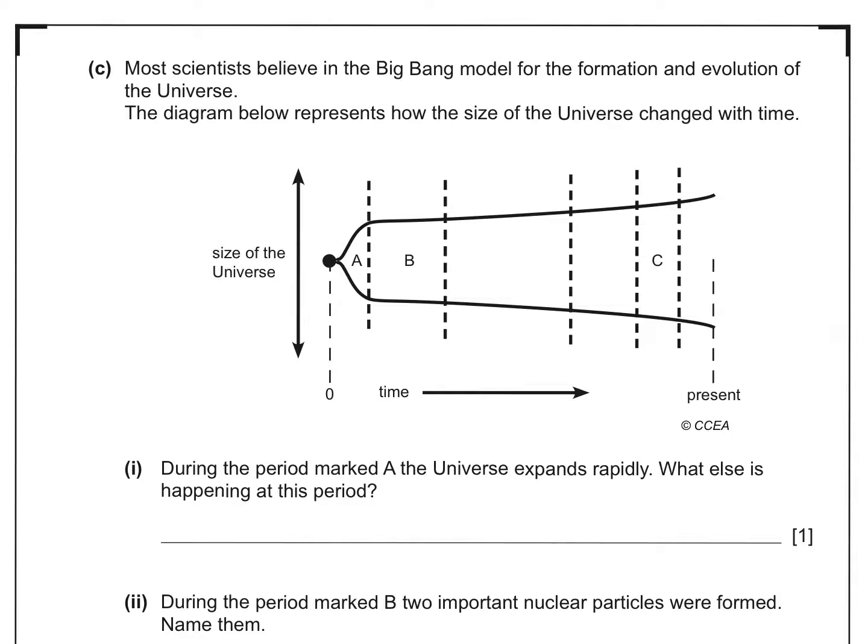Most scientists believe in the Big Bang model for the formation and evolution of the universe. The diagram below represents how the size of the universe changed with time. So during the period marked A, the universe expands rapidly. What else is happening at this period? So if you think about an explosion, it starts off very close in and very hot, but quickly the gas spreads out from that point and expands and cools dramatically as it does that. So the main thing that would be happening during that expansion is the cooling.